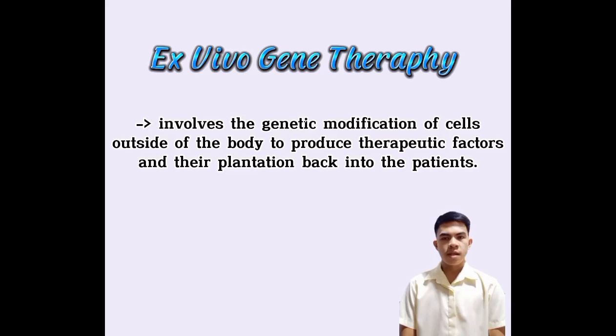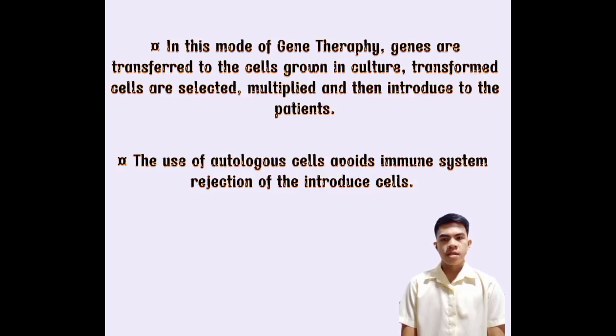Ex vivo gene therapy. It involves the genetic modification of cells outside of the body to produce therapeutic factors and their transplantation back into the patients. In this mode of gene therapy, genes are transferred to the cells grown in culture. Transformed cells are selected, multiplied, and then introduced to the patient. The use of autologous cells avoids immune system rejection of the introduced cells.